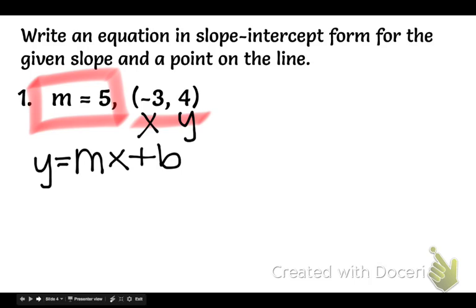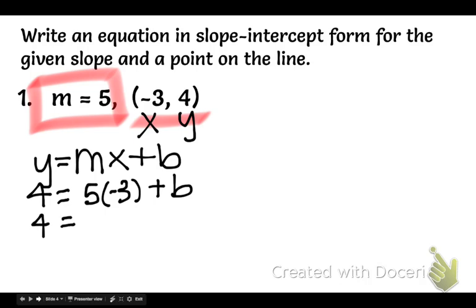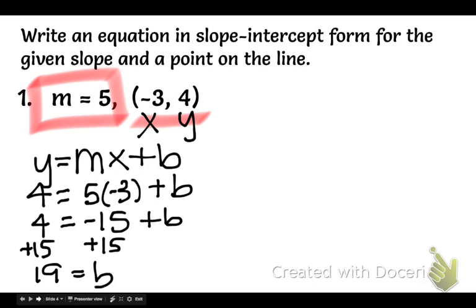Now I'm going to substitute my values in. 4 is y, m is 5, x is -3, and I don't know b, so I'm going to continue to use the variable b. I'm going to solve my equation by multiplying 5 times -3 to get -15. And to get b by itself, I'm going to add 15 to both sides. So I'll get 19 equals b.